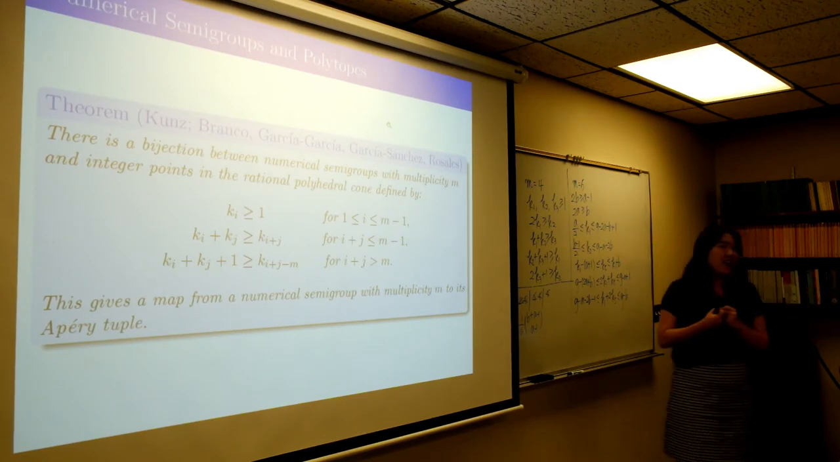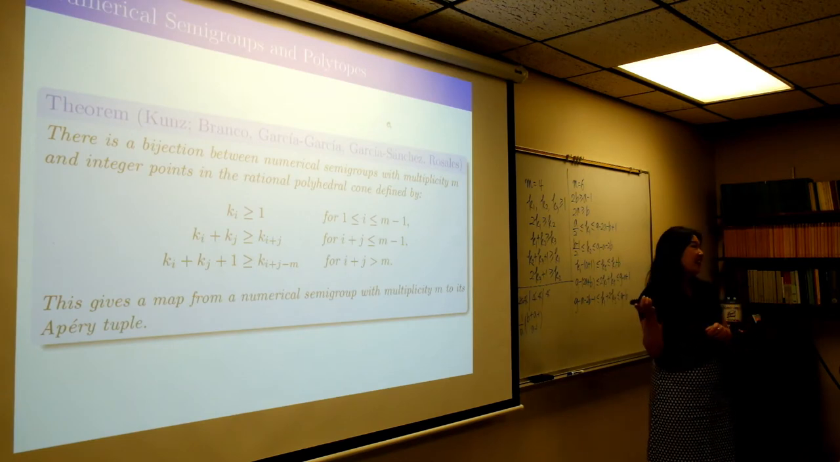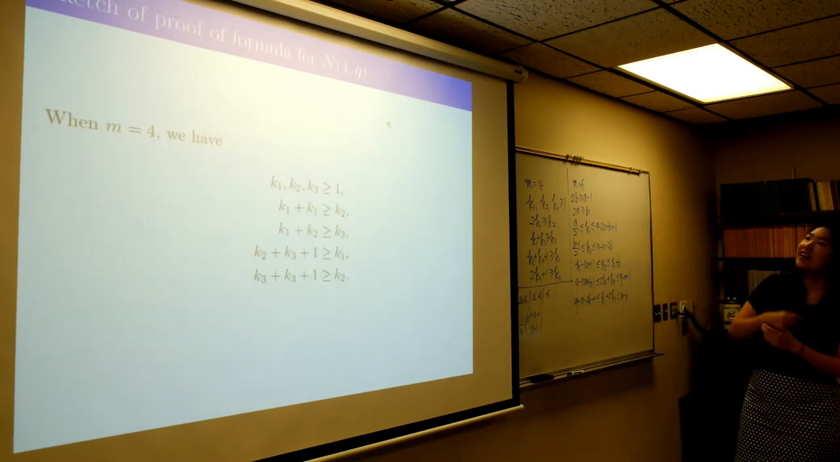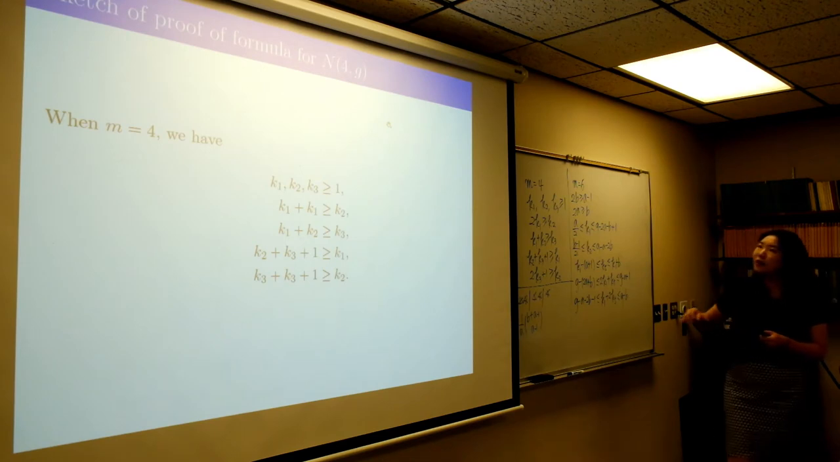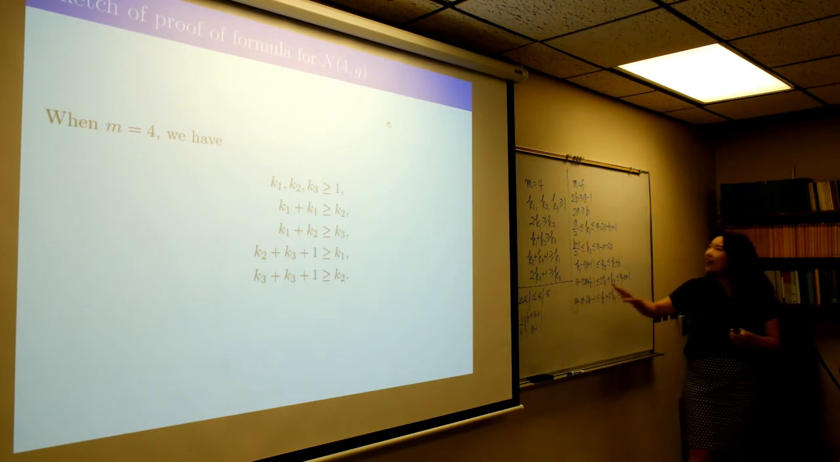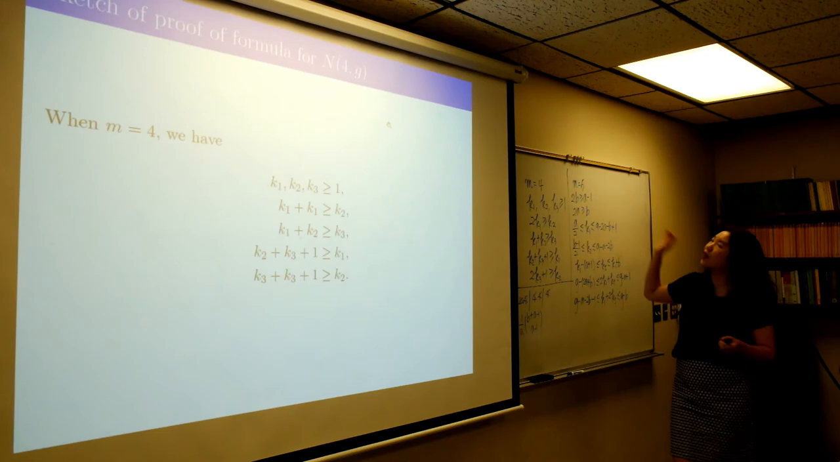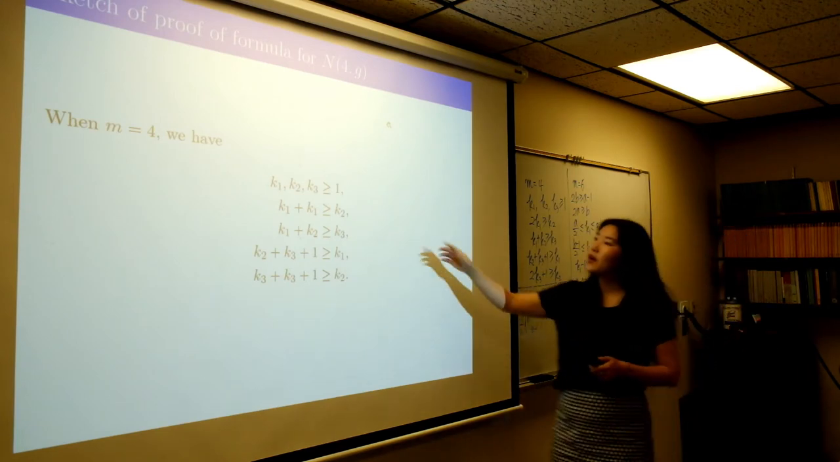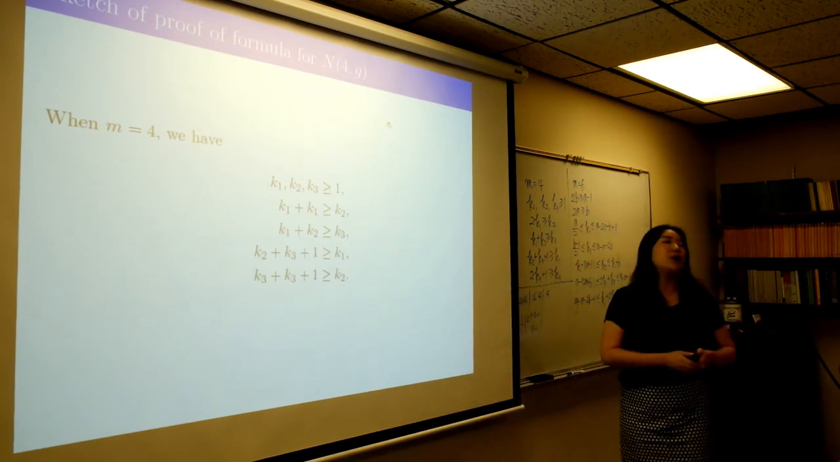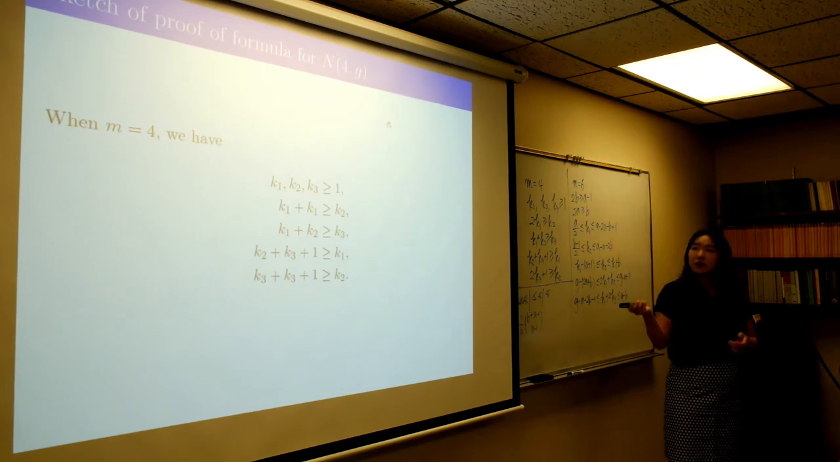Any questions so far? Okay, so that's why I wrote some inequalities here. And as you can see from here, I'm going to talk about m equals 6 later. So these are the inequalities from Kunz's theorem.